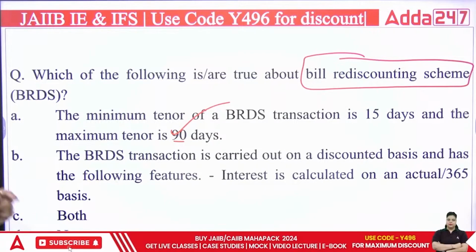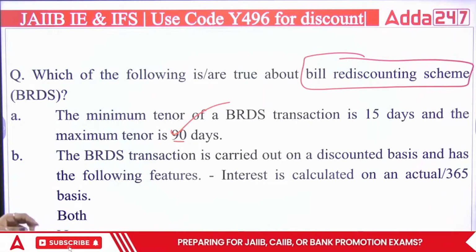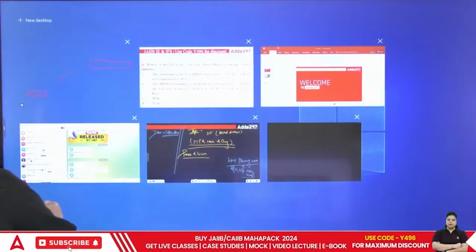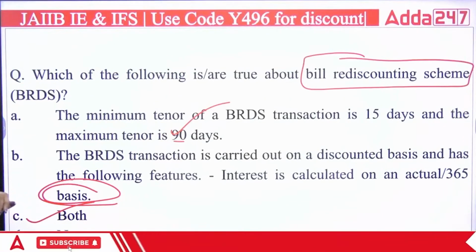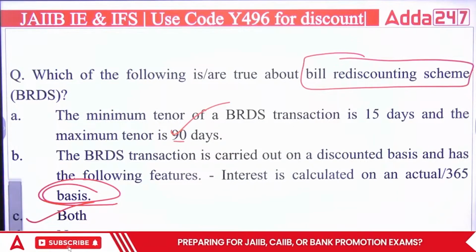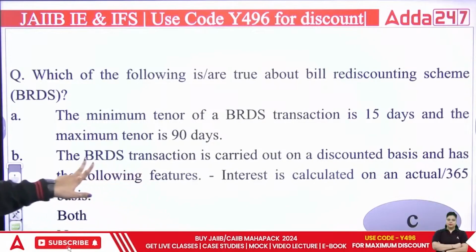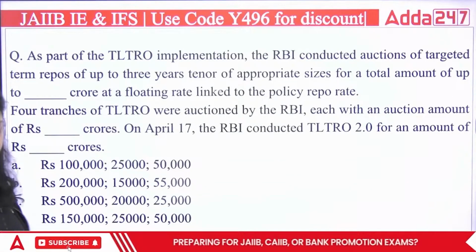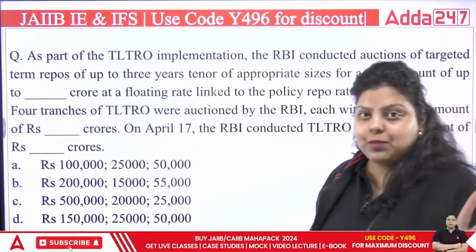This is true. And it will be having the following feature that says interest will be calculated on an actual 365 days basis. It means both are the correct statement here. Which of the following is right? Both the statements are correct about BRDS. Okay, and under BRDS we use, the right answer will be C, both. Under BRDS we use a particular document, or we use a particular note, that we are going to discuss. UNDP, it is also a very important concept.